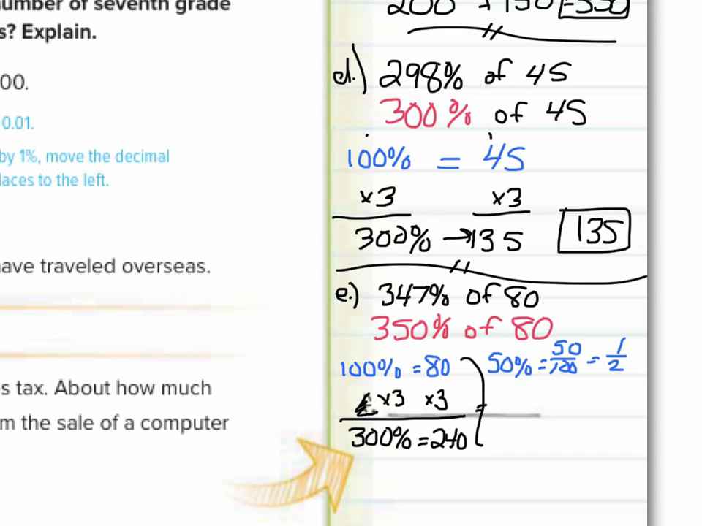So if I take the 80 and multiply that by 1/2, half of 80 is equal to 40. So if I take my 300%, which was 240, and add it to my 50%, which was 40, I get an answer of 280. So it's really pretty neat how it all comes together.